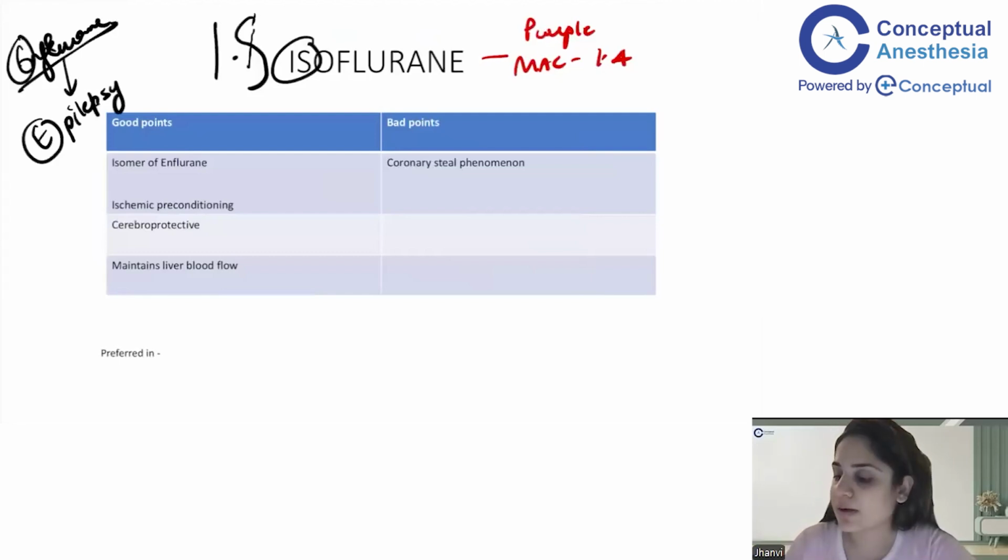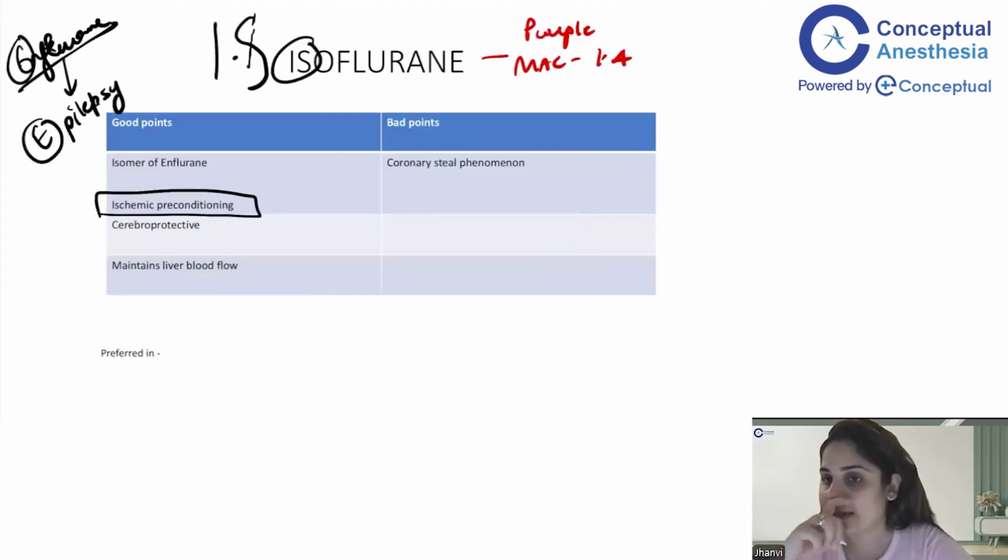Now, the good point about isoflurane is that it causes ischemic preconditioning. It is cerebroprotective in nature, and it maintains the liver blood flow. It maintains the blood flow to the brain during surgery, so there is no ischemia of the brain and the liver. Okay. The bad point is that isoflurane causes something called coronary steal phenomenon.